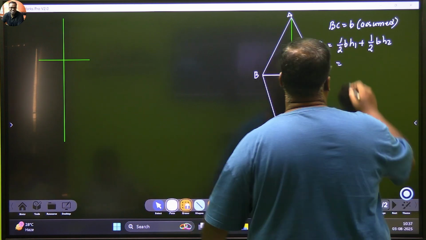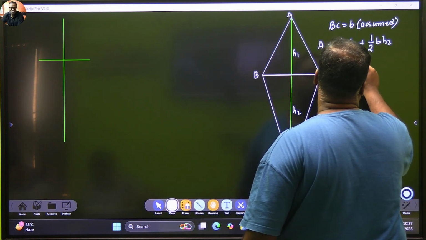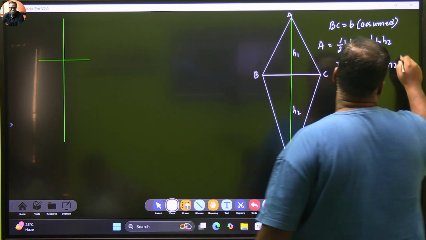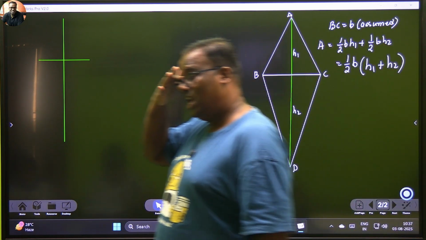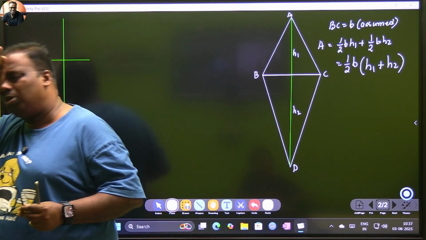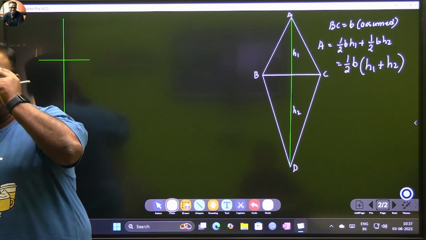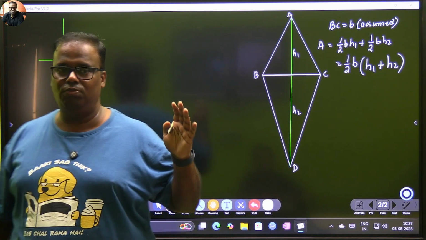So I am taking half b as common. The first term is left out with only h1. The next term is left out with h2. And you need not memorize the formula. When the problem comes, you do it part by part. Nobody is going to deduct marks from you. The thing is whether you have understood how to find out the area.